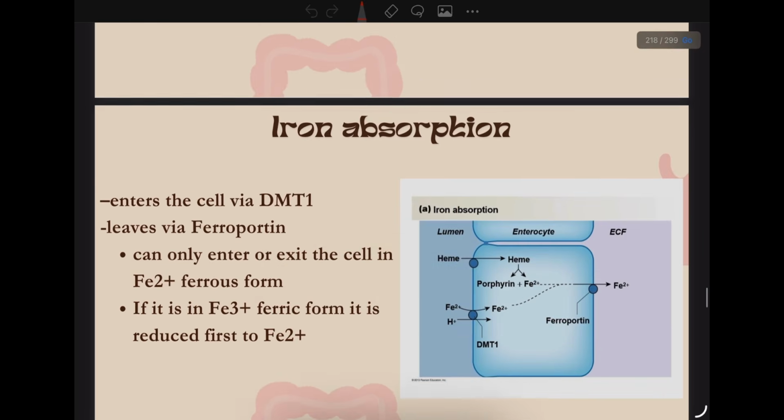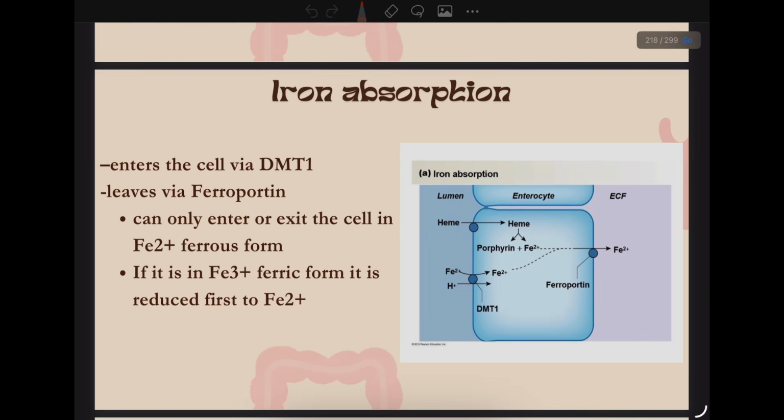It's not their concern. Now, iron absorption, very easy. I just want you to know that it goes into the cell through the DMT1 channel and goes out through ferroportin.